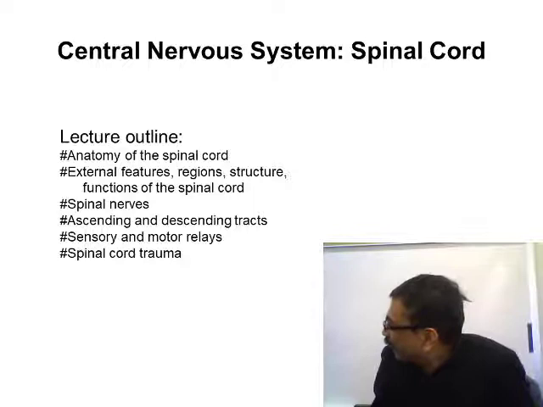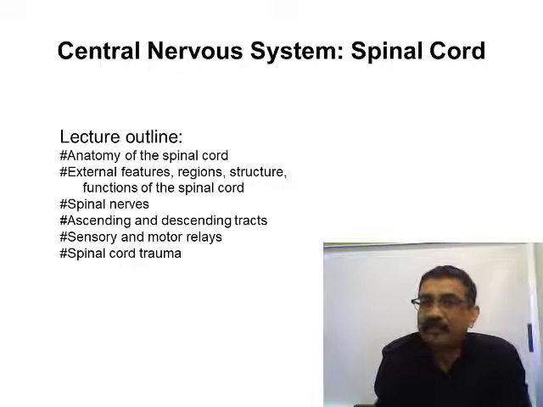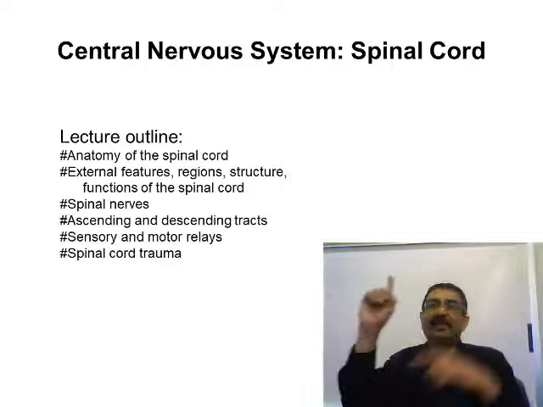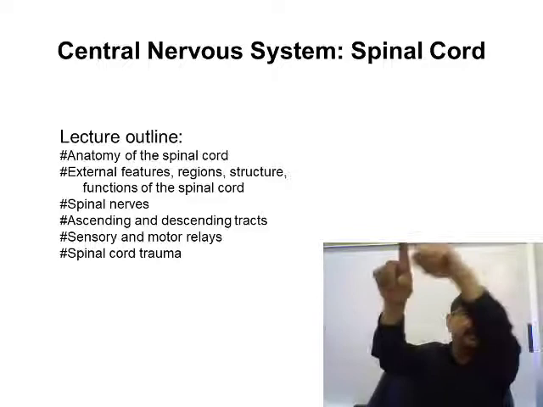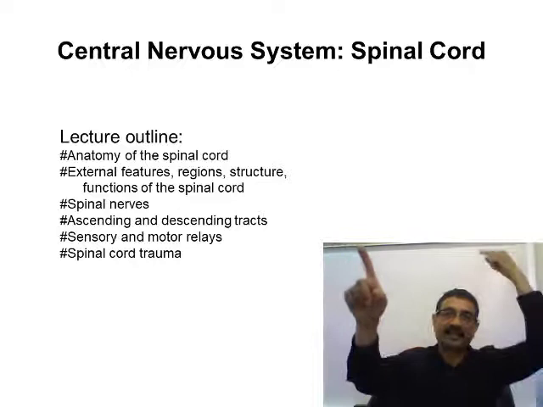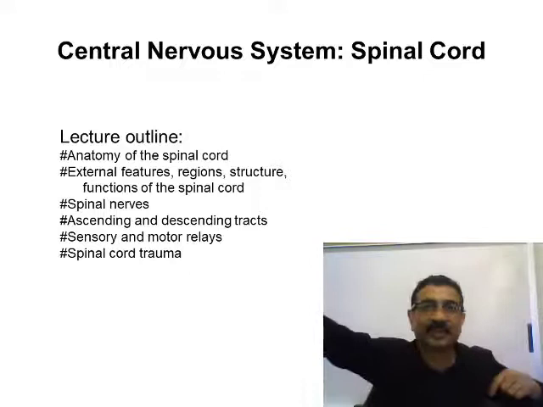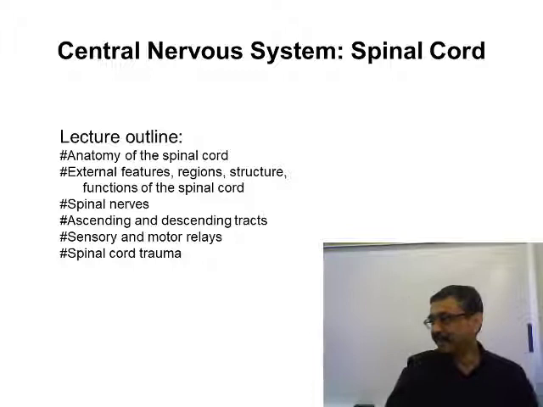Then we'll talk about the relay of sensory and motor signals. Why is relay important? You see, if I touch my fingertip, that touch signal, sensory signal, goes to the brain, right? From my fingertip to my brain is far away. So one neuron cannot take that signal that far. That's why there are relay stations. One neuron will give the signal to another neuron, that will take it a certain distance, then another one will take it to the brain. So that's why you have relay stations along the pathway. So we will see where the relay occurs.